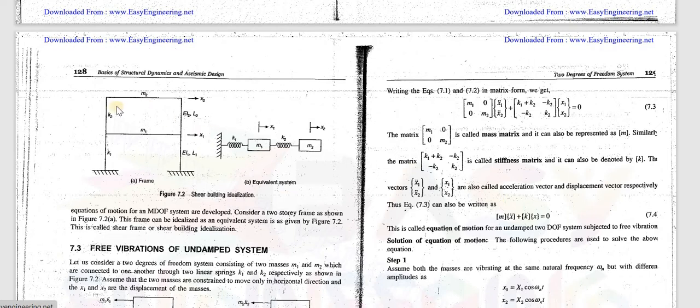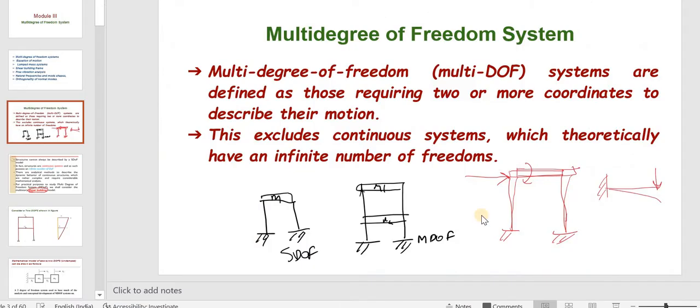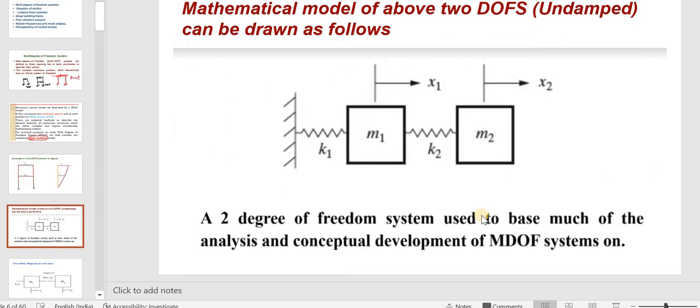Okay, so here you can see this is a structure. This structure can be converted into a mechanical model, that is, two masses are there, K1 and K2 are there. So this will be our structure. The mass 1 is moving at x1, mass 2 is moving to x2. So that is the main thing you need to understand there. And so this is the mathematical model which we will be studying.